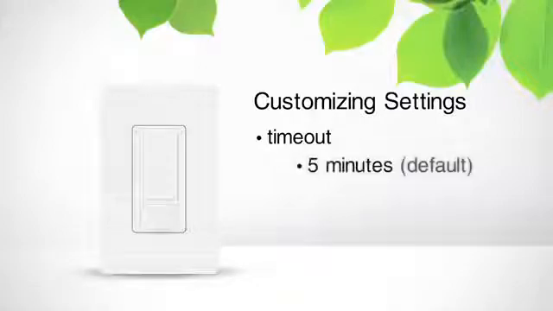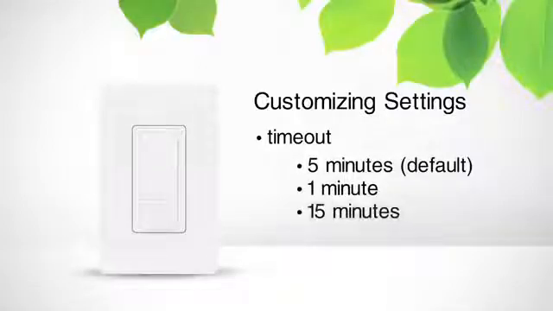The timeout default is 5 minutes. You can also set the timeout for 1, 15, or 30 minutes. To change the timeout, press and hold the main button. To set the timeout for 1 minute, release the button after the lens flashes twice.